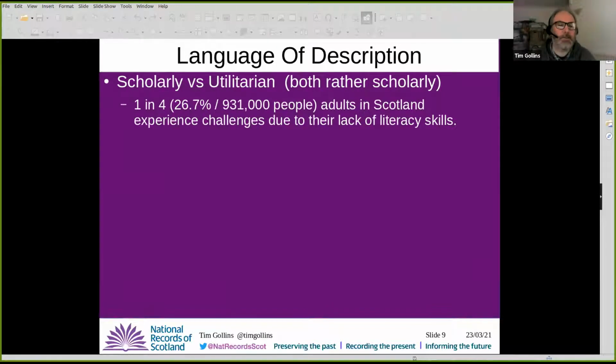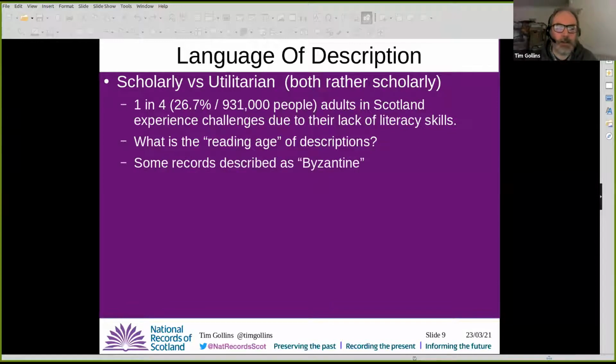So if we think about the fact that 1 in 4 adults in Scotland experience challenges due to their lack of literacy skills, let's ask ourselves a question: what's the reading age of descriptions? Well, in some of our records, they're described as Byzantine. Well, that very concept of a Byzantine structure requires a level of education and a level of literacy that is actually extremely exclusive and is not utilitarian at all.